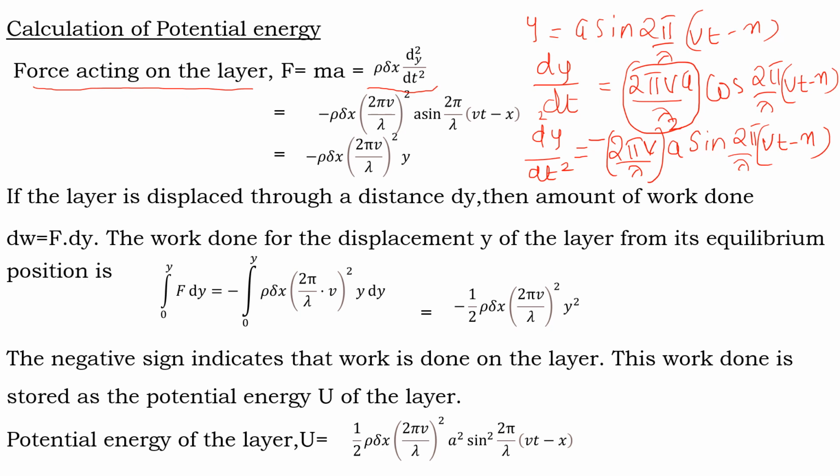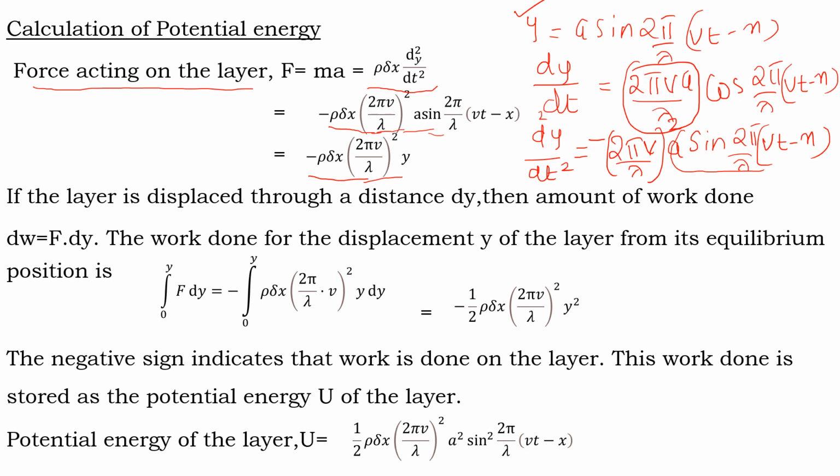That is minus rho delta x 2 pi v by lambda the whole square a sin 2 pi by lambda vt minus x ആണ്. Then ഈ a sin 2 pi by lambda vt minus x എന്ന് പറയുന്നത് y ആണ്. അതുകൊണ്ട് തന്നെ അതിനു പകരം y എന്ന ലെറ്റർ യൂസ് ചെയ്യുന്നു. That is minus rho delta x 2 pi v by lambda the whole square y.